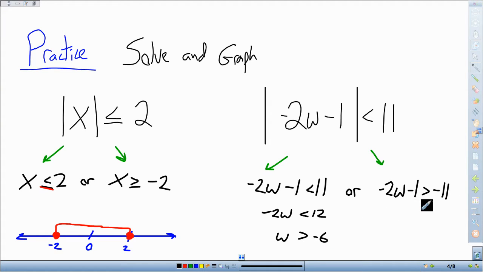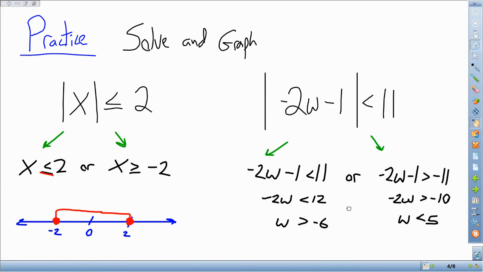Okay, over here, adding 1 to both sides, looks like we're getting negative 2w is greater than negative 10. Dividing by a negative number, I'm going to go ahead and remember, that means I'm flipping my sign. I'm getting w is less than positive 5.